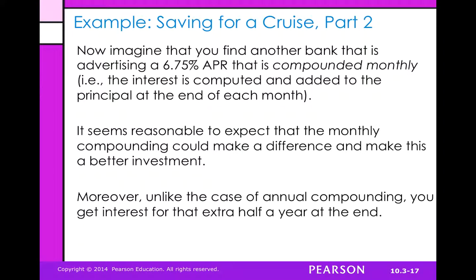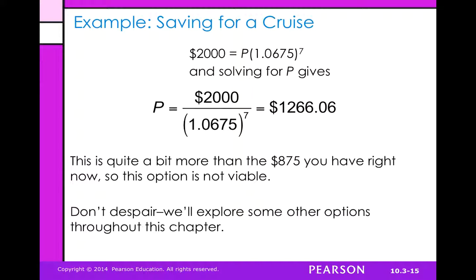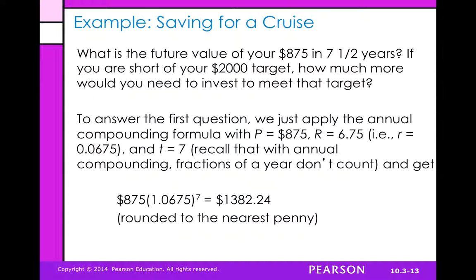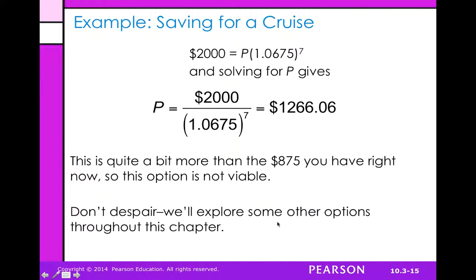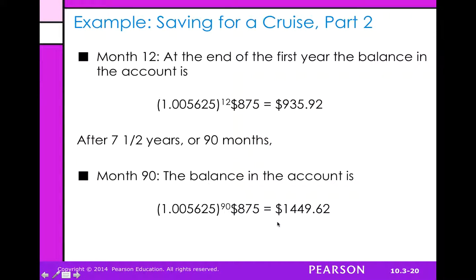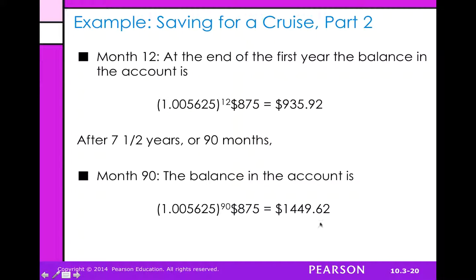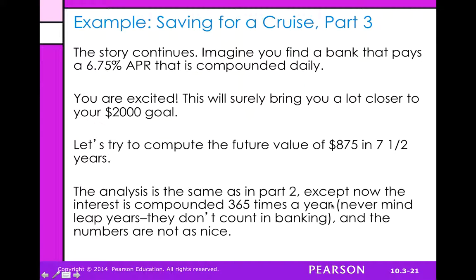So what did we get with annual? We got, where was it? $1,382.24. That's how much we got with annual compounding. So with monthly compounding, we got an extra $60 out of it. So it's not giving us as much as we want, but it's closer to our goal.